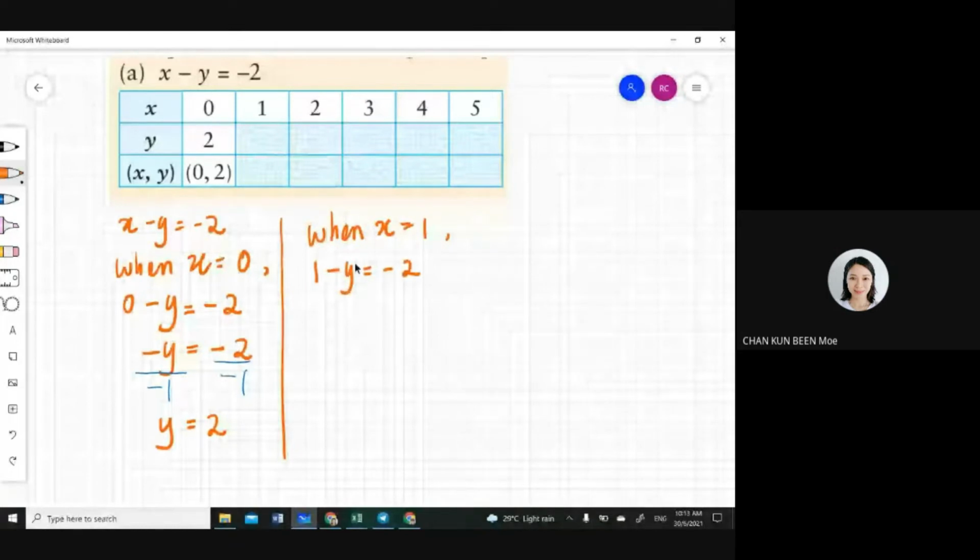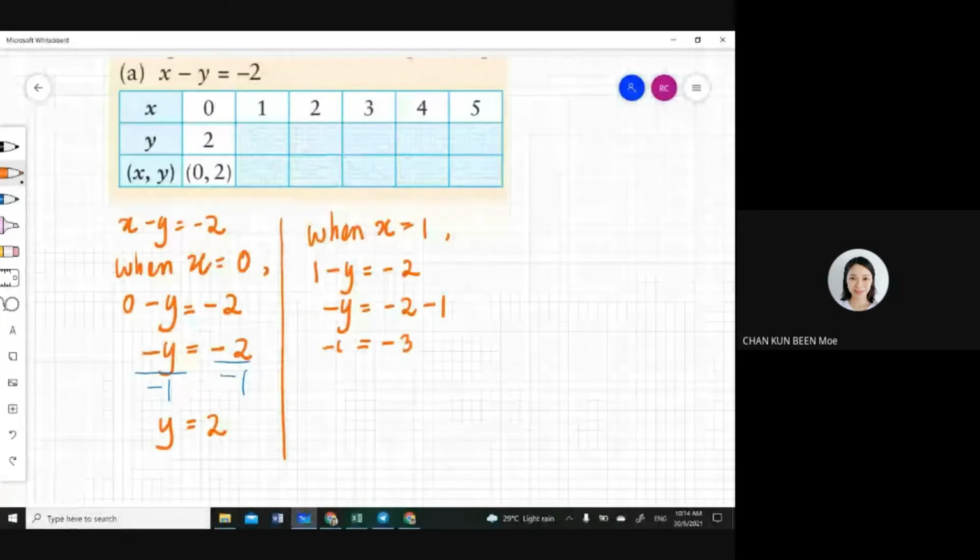Negative y is equal to negative 2 minus 1. So negative 2 minus 1 is the same sign. We copy the sign, then we add the numbers, right? 2 plus 1, how much? 3. Yes, I'm going to call your name later on to answer me all this. Meaning negative y equal to negative 3. So what should I do next? I'm going to test you.